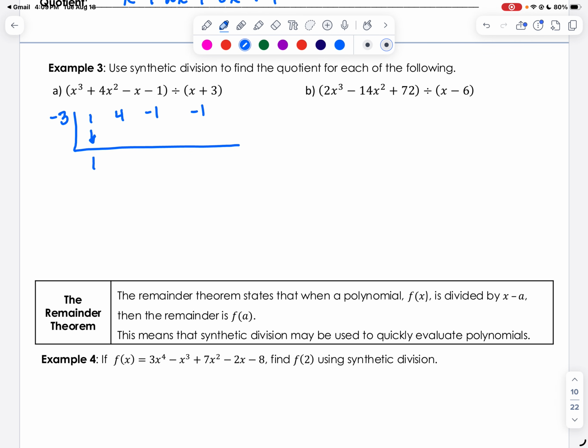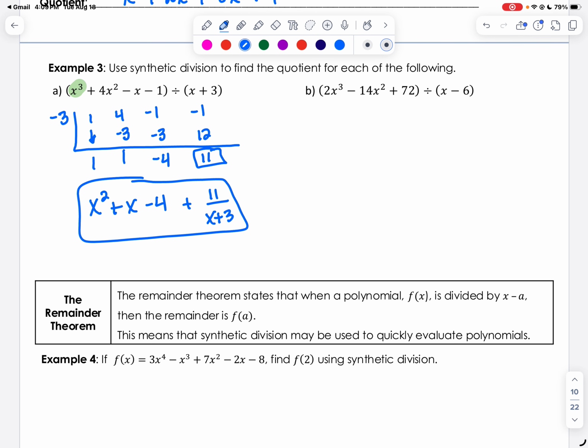So 1 times negative 3 is negative 3. Now add. Now multiply. Now add. Now multiply. Whatever's at the end is your remainder. So to get your quotient, because our original problem started with x cubed, my answer has to start with x squared. So x squared plus 1x minus 4 plus a remainder of 11 over x plus 3.